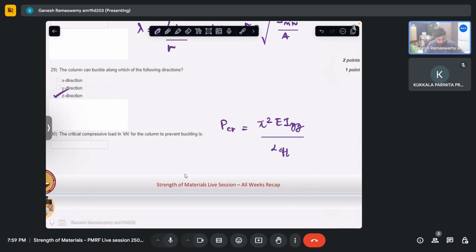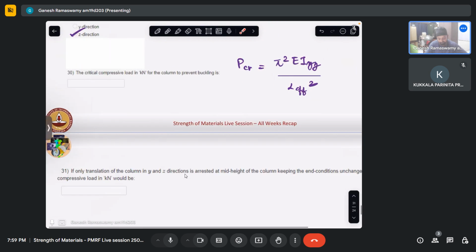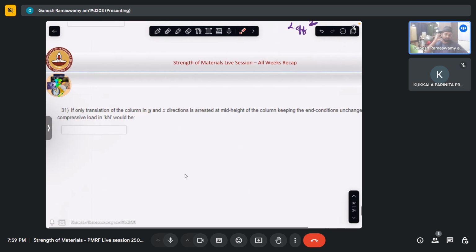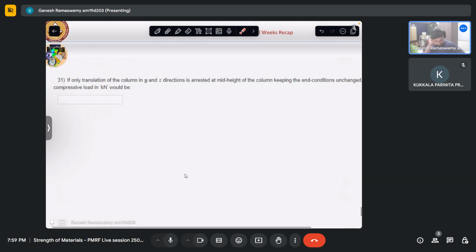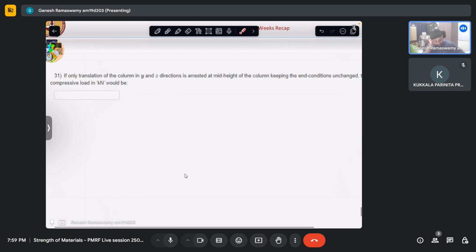So we know the Euler's buckling formula. We know which is the governing moment of inertia. We know what is L effective. So it is just a matter of substitution and finding it out. So I encourage the viewers to give this a try. Now this is one interesting point in this question which I will briefly discuss before we close.